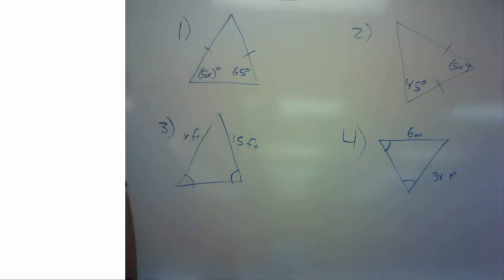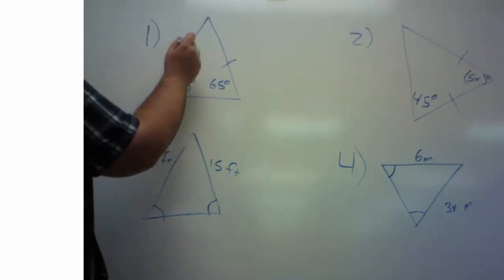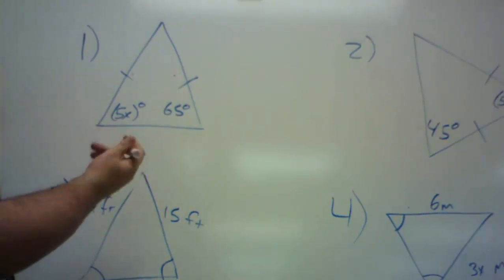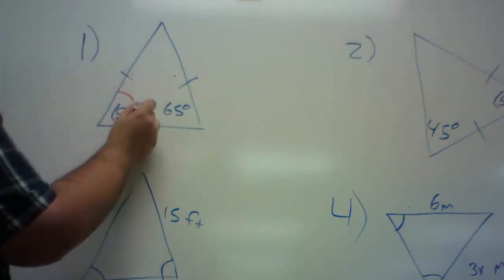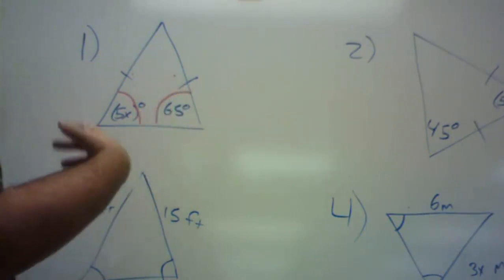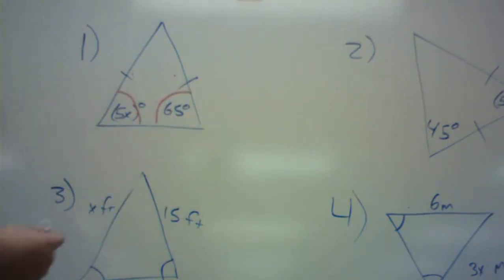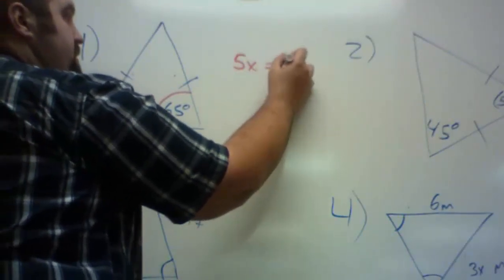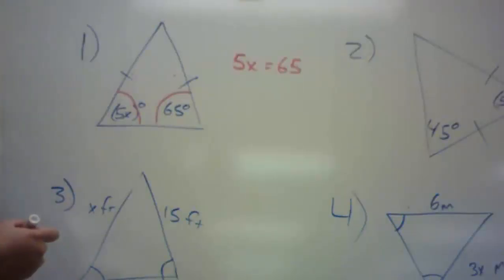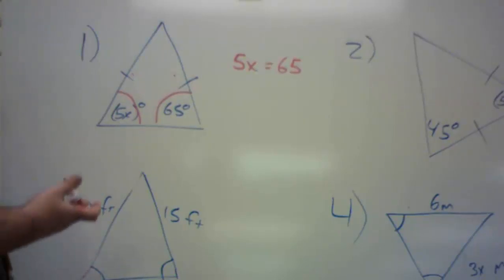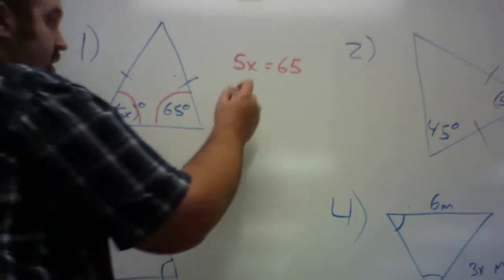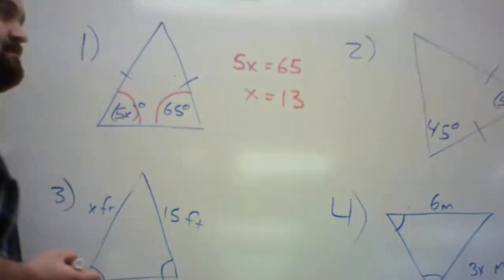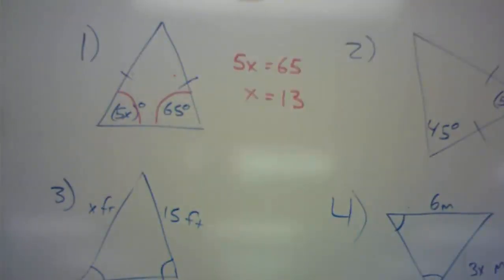If I look at the first one here, I see that I have this side and this side being congruent. That tells me then that this angle here and this angle here have to be congruent. And if those two angles are congruent, that means their measures are equal. So 5x is equal to 65. They have to be. And at this point, all I do is solve for x. Divide both sides by 5, I get 13. That one's done.